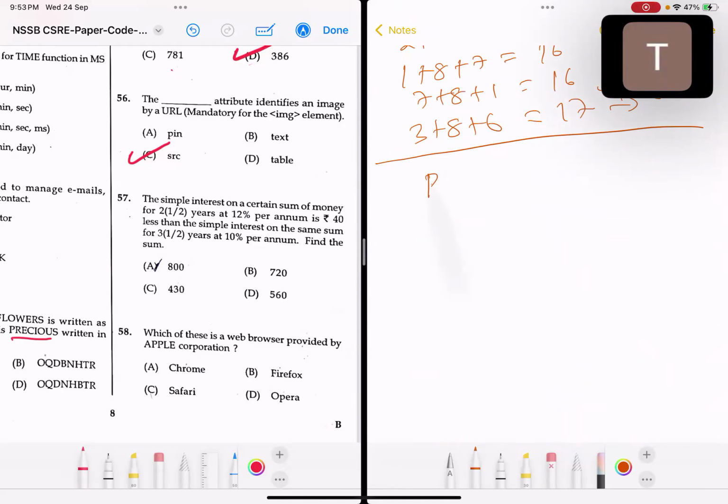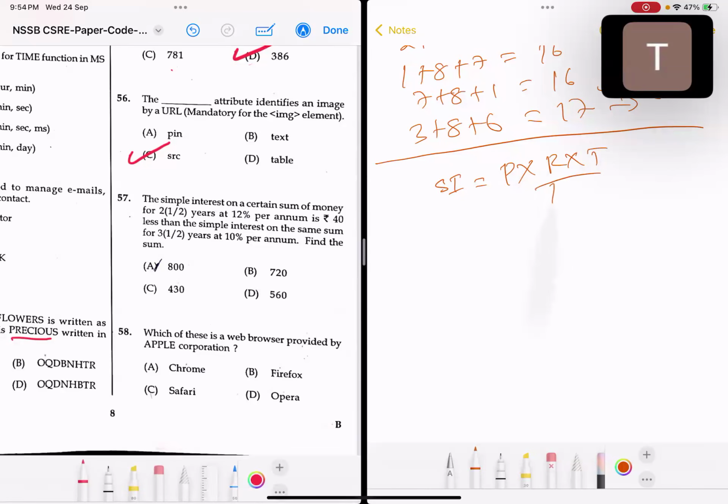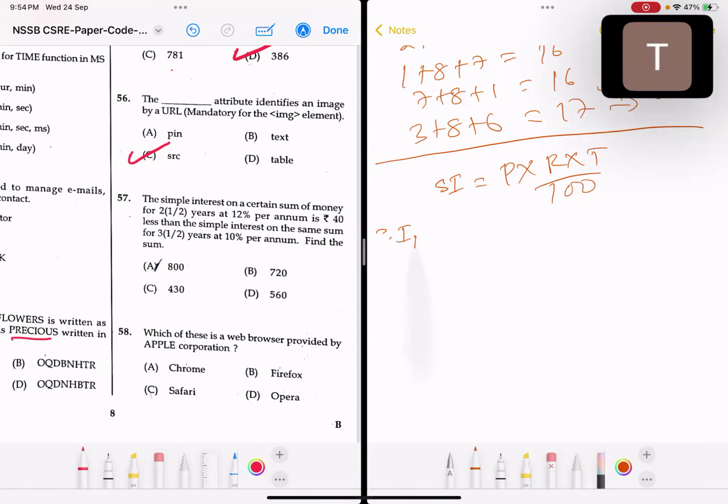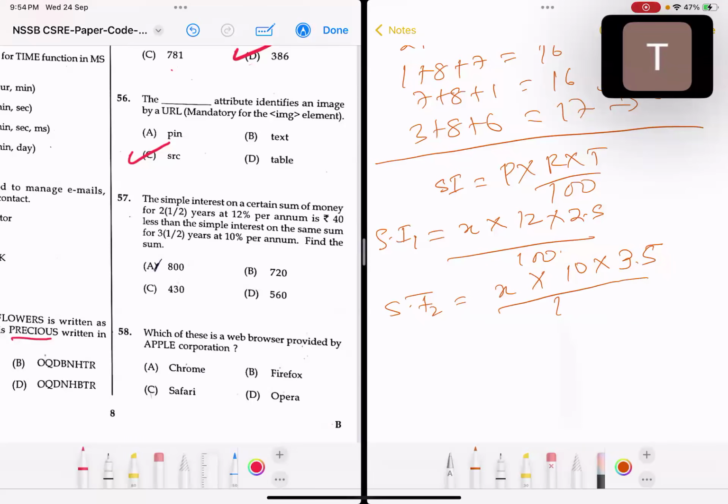Now, we all know that simple interest is equal to P into R into T divided by 100, okay? Now, the first simple interest is what? Principal, we don't know the principal, right? The rate of interest is 12%. Time is 2.5 years divided by 100. And simple interest 2 is how much? Same sum of money for 10% per annum and 3.5 years divided by 100, okay?